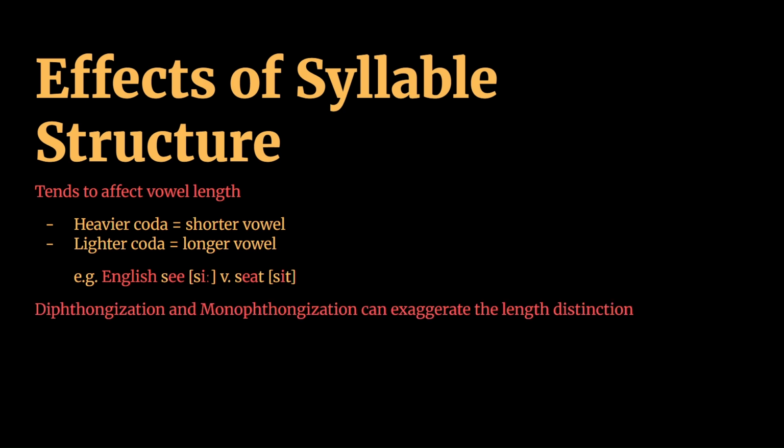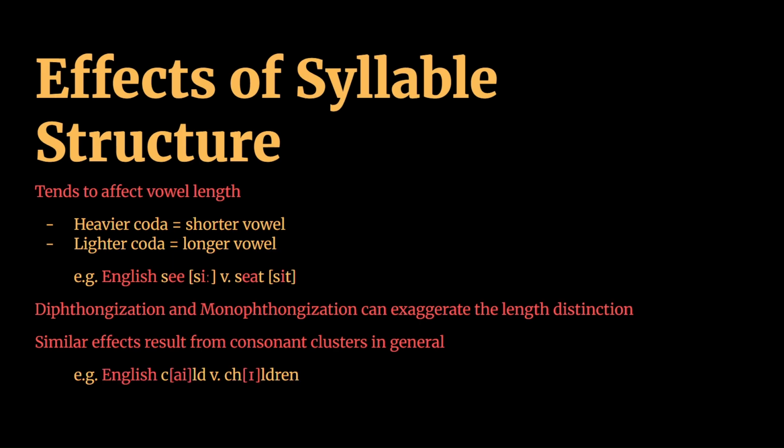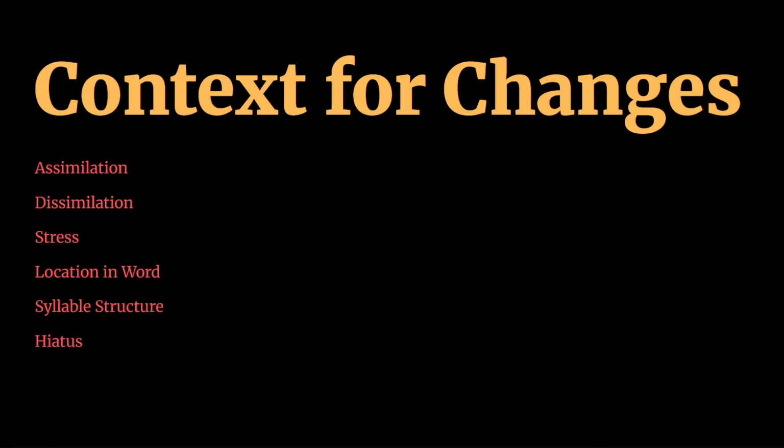Diphthongization and monophthongization can also exaggerate this length distinction. Similar effects may result from consonant clusters in general. In this example, the coda cluster is the same size in both of these examples, but because there's an additional vowel, it both shortens and laxes the vowel. Also, whenever vowels are found in hiatus, there's a good chance that change is going to occur.